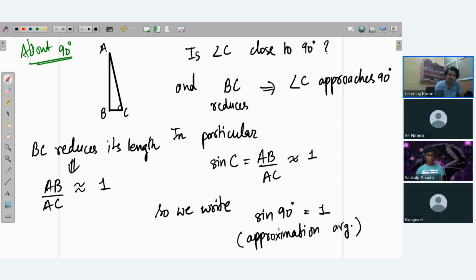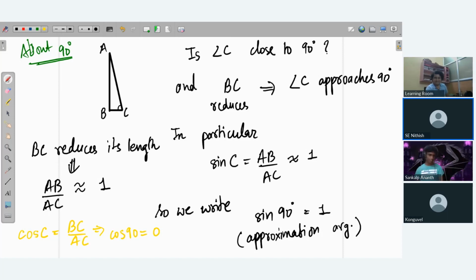Similarly, if I were to ask what happens to cos C? What is cos C? BC over AC, right? As soon as the angle C approaches 90 degrees, BC length is reducing. If you took sine 90 degrees approximately as 1, you have to take BC also approximately 0, right, sir? Right. So 0 over a finite length. What is it? 0. So cos 90 is 0.